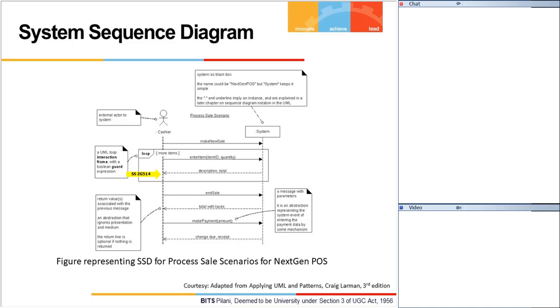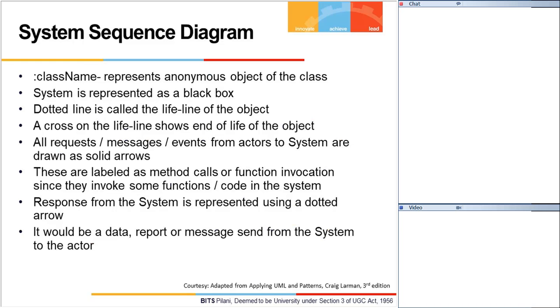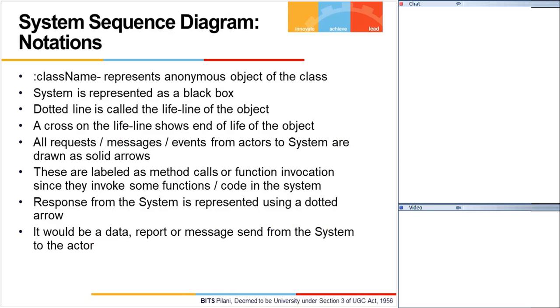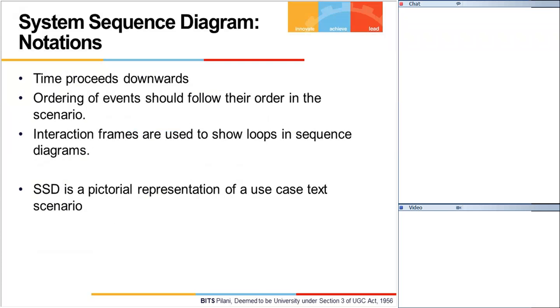Okay, let's see if there are more notations to add. Right, that's it. Okay. Now in a system sequence diagram, the time proceeds downwards. Okay, so there is a vertical lifeline. The lifeline represents time increasing downwards. The ordering of events should follow their order in the scenarios, right?